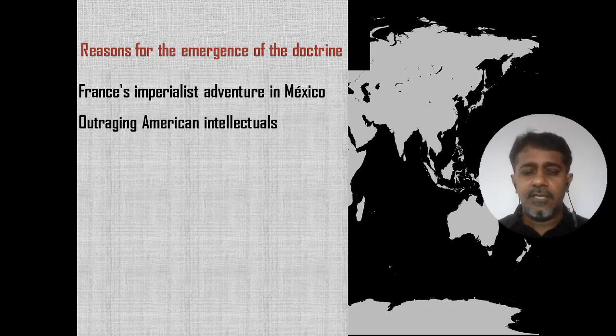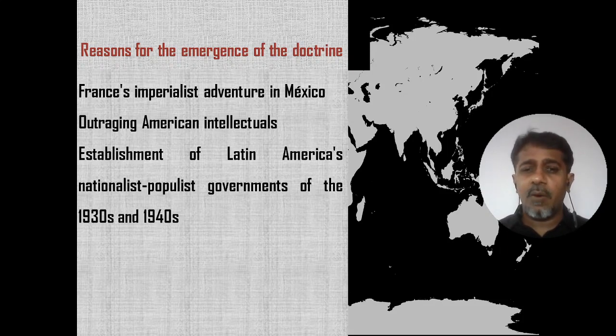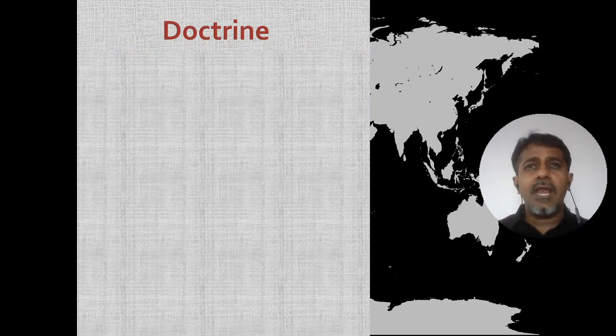Latin American countries, which emerged as independent republics with populist governments in the 1930s and 40s. After the establishment of these nationalist populist governments, they tried to avoid the interference of these imperialistic powers with respect to investments made in these Latin American countries. Therefore, this doctrine, which was stated by Calvo, became very popular in those days. Let us find out what that doctrine is all about.